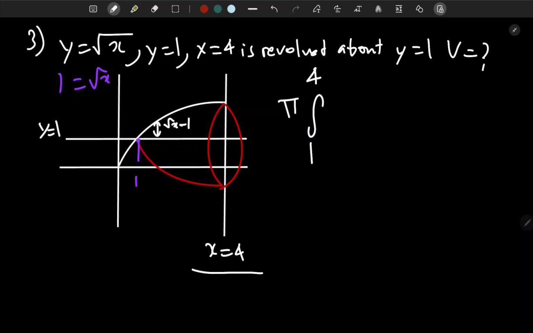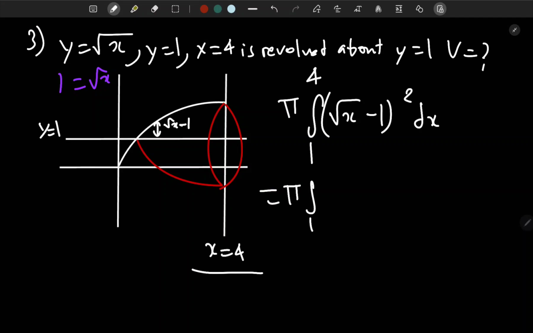Now r squared was radical x minus 1, radical x minus 1 squared dx. Remember that also. And this is simple integration. You don't need to worry about that much. But the main thing here is finding the radius and then finding the limits and using the formula. So I'm going to simplify this. It's going to be integration from 1 to 4.